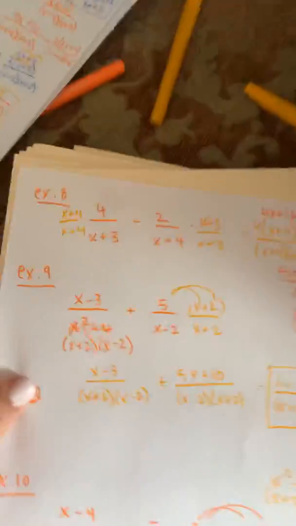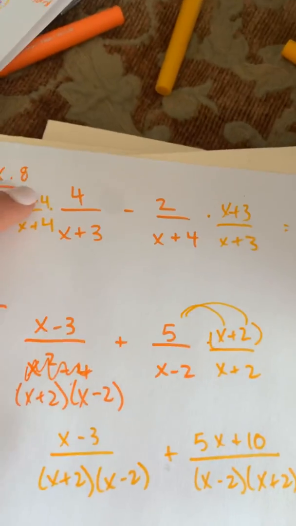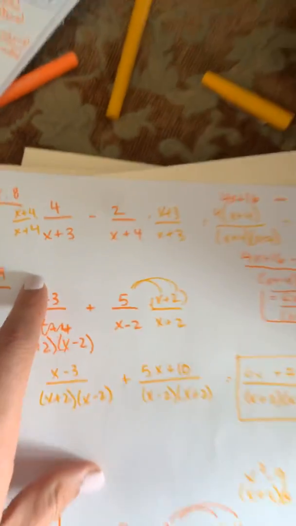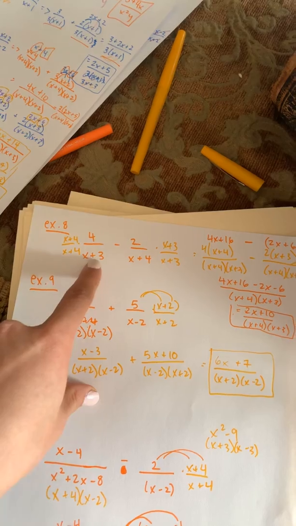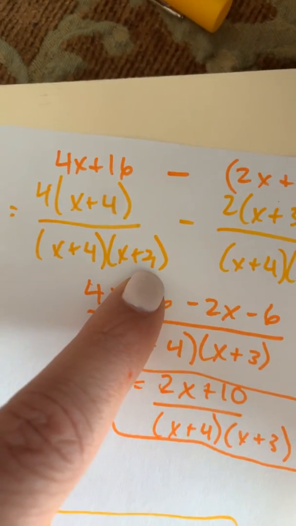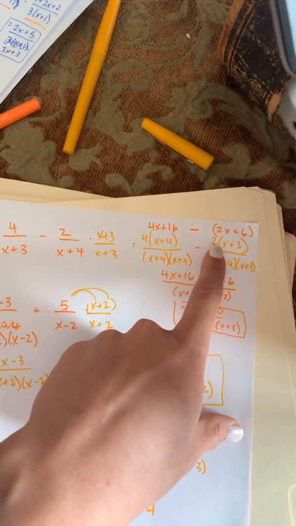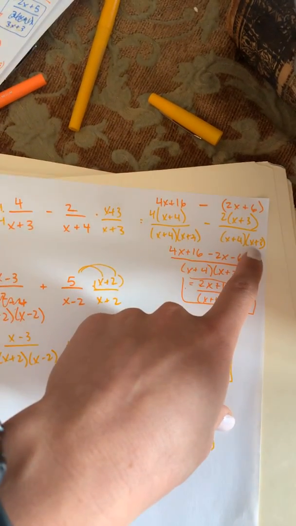Okay, so here's one more minusing one. This is the original problem. So they needed the x plus 4s, they needed the x plus 3s. And then you have 4 times x plus 4 over x plus 4 times x plus 3, and that is a really funky 3 that I thought was hilarious. And then minus the 2 times x plus 3, 2 times x plus 3 over x plus 4 times x plus 3.